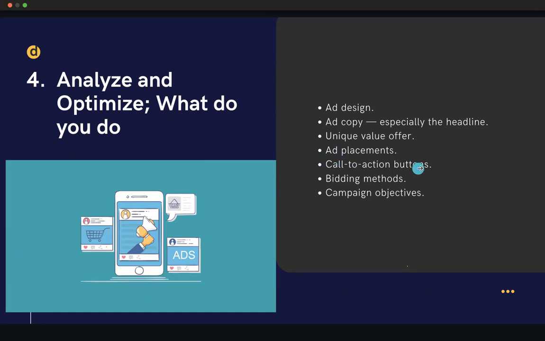Then your call to action buttons. I already spoke about call to action in the last class. Be very, very clear on what you want people to do. If you want them to shop, tell them shop now. If you want them to learn more, learn more. If you want them to get an offer, maybe you're telling them 10% discount, do get offer. There are a lot of call to action. So just look through and see the one that suits your ad and suits your business.